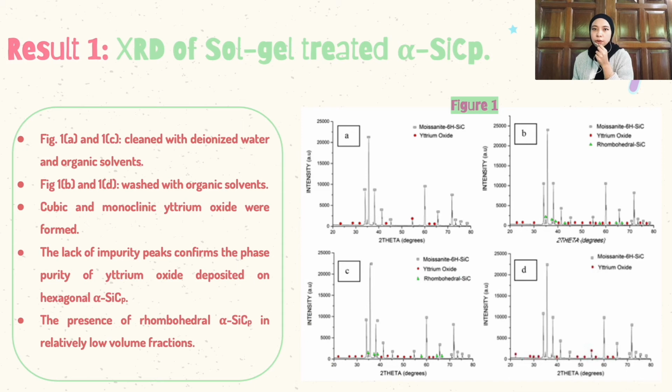The presence of rhombohedral alpha silicon carbide particles in relatively low volume fraction was also confirmed. The finding confirmed the suitability of the sol gel process methodology for the interfacial design of copper composite reinforced with alpha silicon carbide particles.